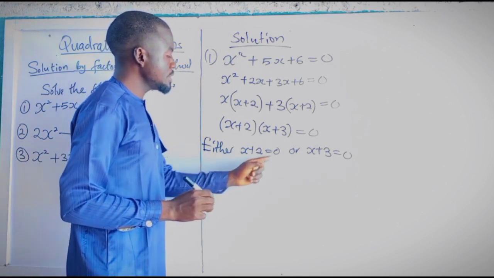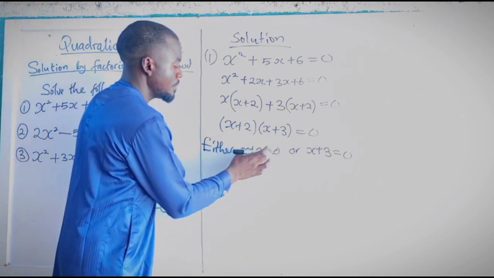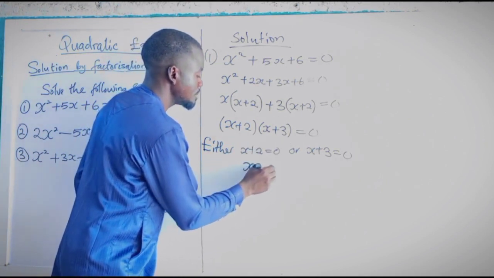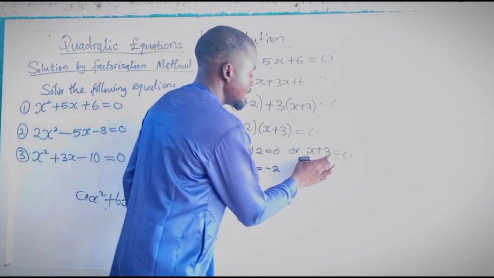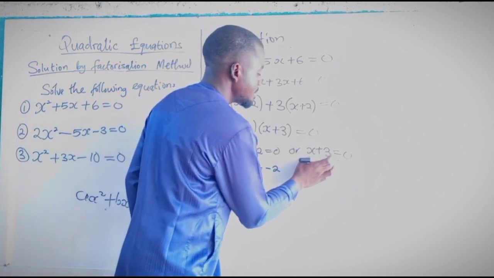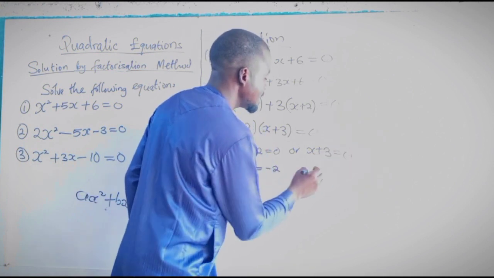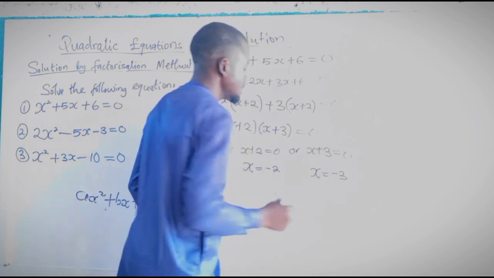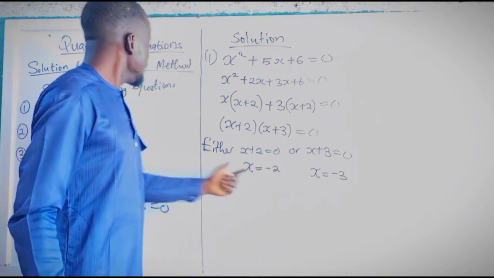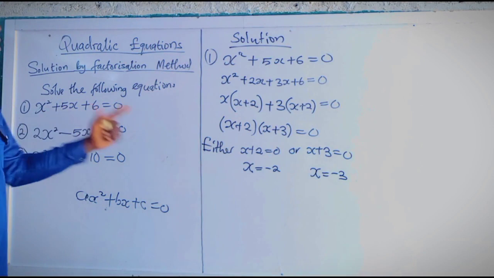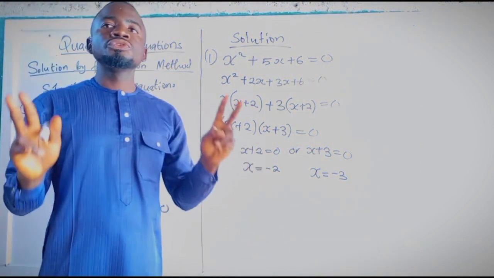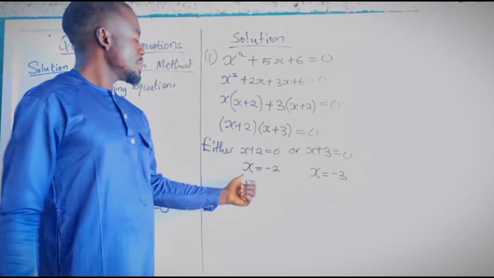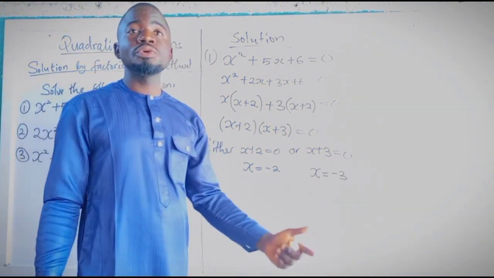So if x plus 2 is equal to 0, when you take 2 to the other side, it gives you x equals minus 2. And for the other option, when x plus 3 equals 0, when you take 3 to the other side, it gives you x equals minus 3. So this is the solution of the first equation. Normally, a quadratic equation will always give you two answers. These answers are also called roots. So these are the roots: x equals minus 2 or x equals minus 3.